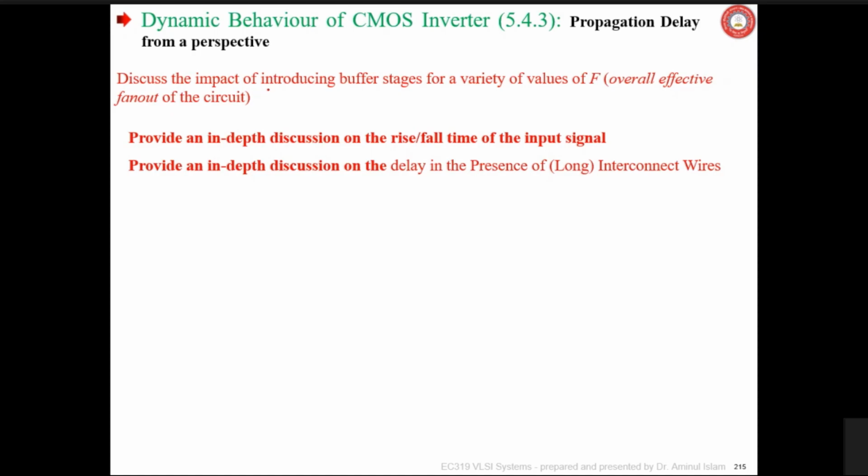I am not covering propagation delay from this perspective; little bit discussion is there. Read it yourself. Discuss the impact of introducing buffer stages for a variety of values of F, and the overall effective fanout of the circuit. Provide an in-depth discussion on the rise time and fall time of the signal. These are the possible questions from this area of propagation delay. Provide an in-depth discussion on the delay in the presence of long interconnect wires. So a little discussion is left over for you in this topic.